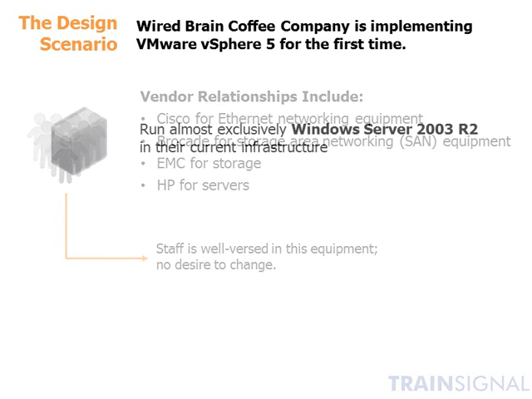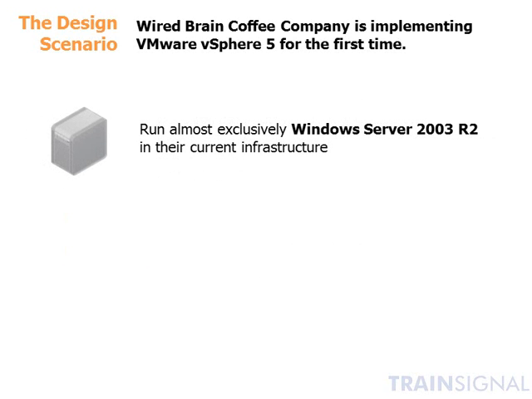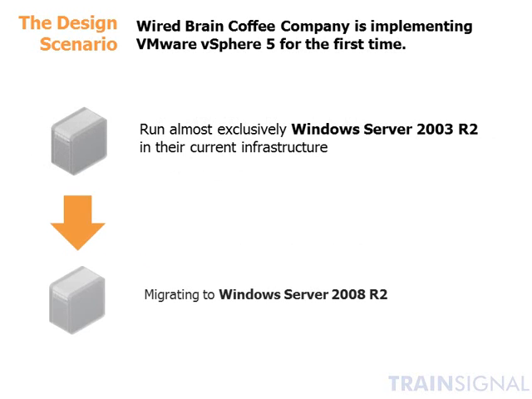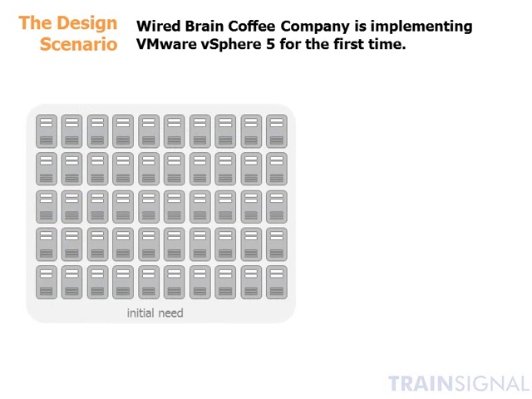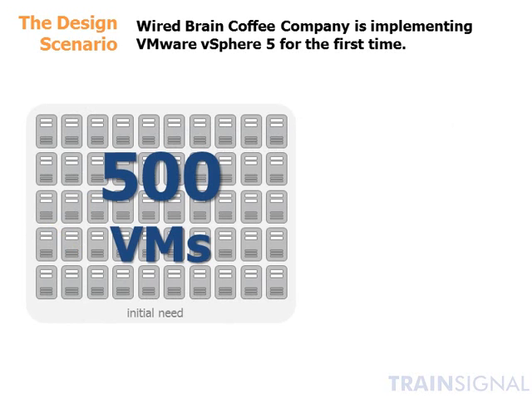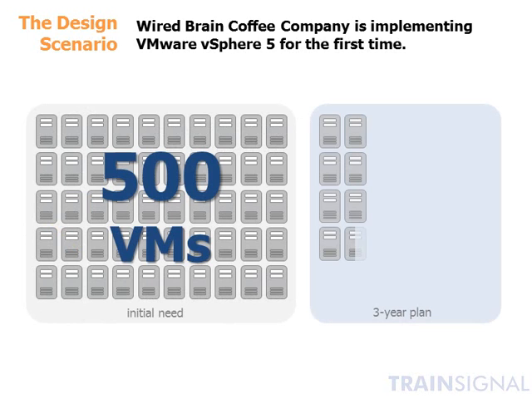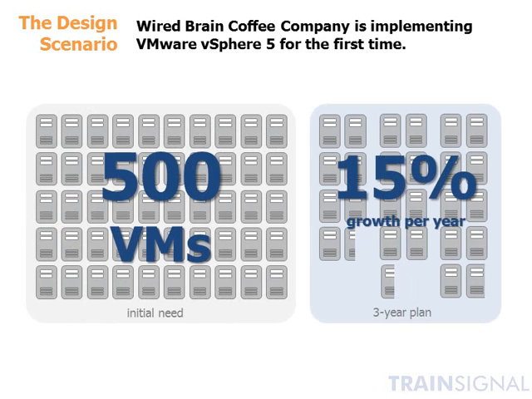They've been using it for some time, and they really don't have any desire to change the vendors that they're using. Right now in their current infrastructure, they're running almost exclusively Windows Server 2003 R2, but as part of this new data center, they're going to migrate their applications to Windows Server 2008 R2. They initially plan or need to host 500 VMs, but they want to be sure to include calculations for 15% growth per year over the next 3 years.